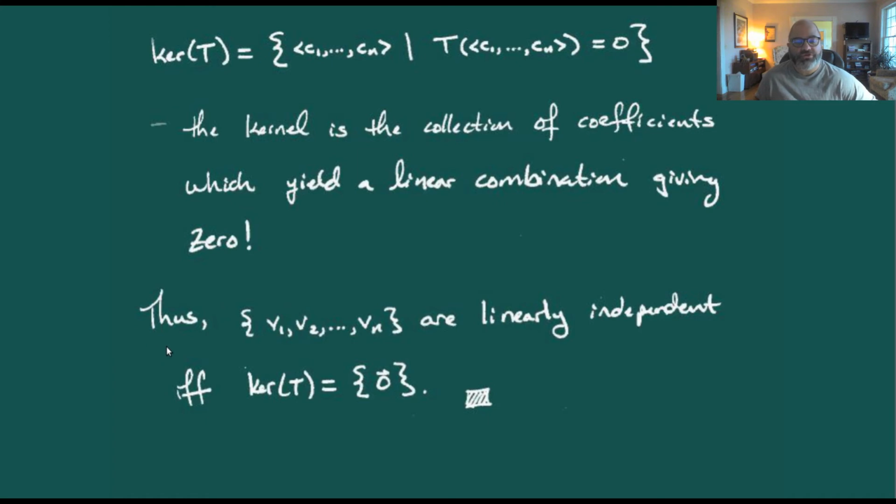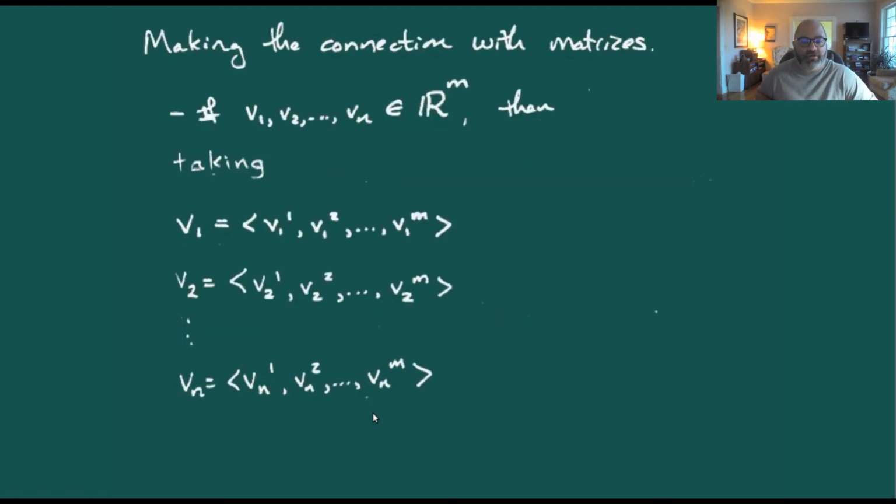And so the conclusion that we can draw from that is that v1, v2, up to vn are linearly independent if and only if the only linear combination that gives us the 0 vector is the 0 vector itself. So all of our coefficients have to be 0. So this is one way of looking at it: taking our vectors, making a linear transformation out of them, and looking at the kernel, which helps us decide whether that collection of vectors is linearly dependent or linearly independent.